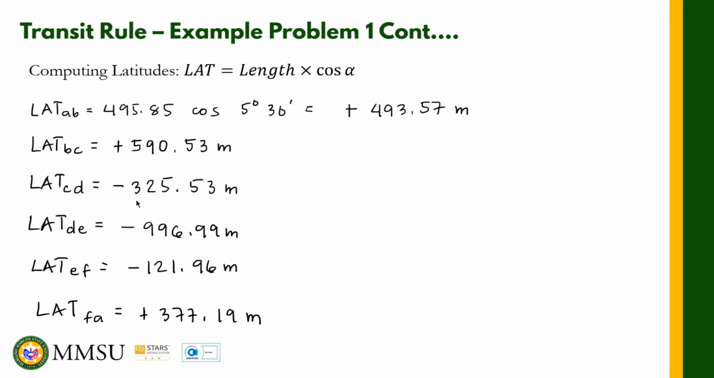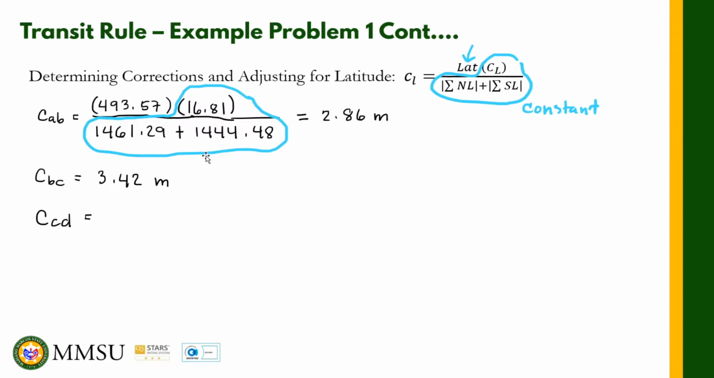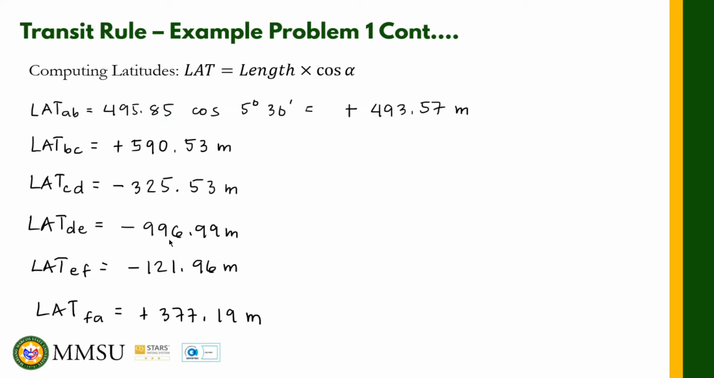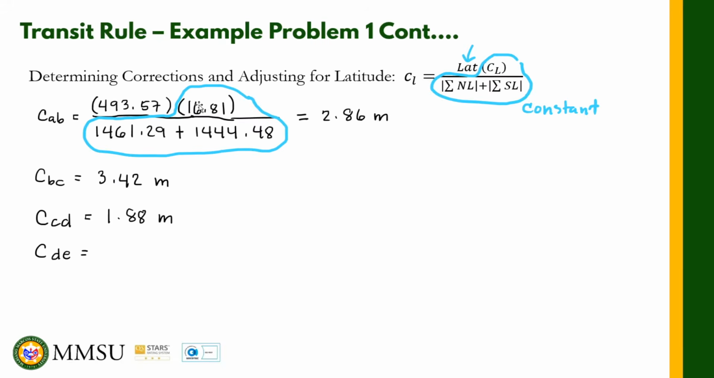Itong absolute value ang gamitin natin. Absolute value of this one. So, 325.53 multiplied by ito. Ang lalabas na sagot dyan ay 1.88. So, we have 1.88 meters. And then, for the correction of DE, the latitude of DE is 996.99. Ito, 996.99 multiplied by this one is equal to 5.77 meters.